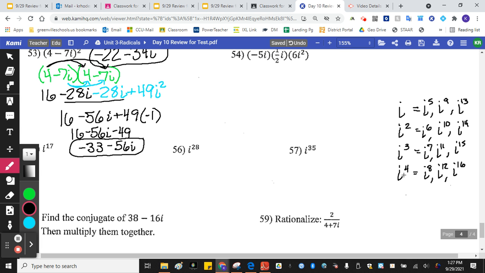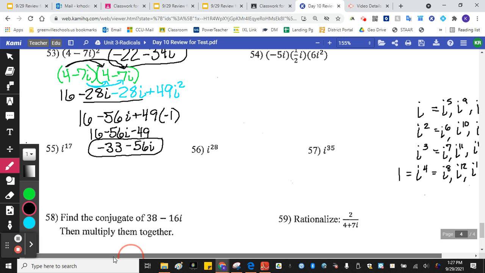Okay. i to the fourth is the nicest one because it equals 1. So if it is a multiple of 4, 8, i to the 12th, i to the 16th, i to the 20th, i to the 24th, it's going to equal 1. Easiest way to do it. If it's a bigger number, my list obviously doesn't go to 38 or 35. We need to know how many times 4 goes into it and what's left over.